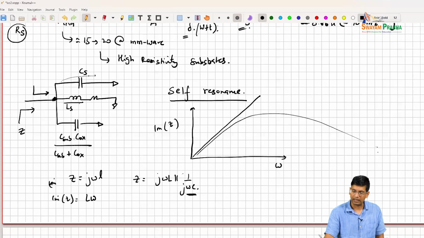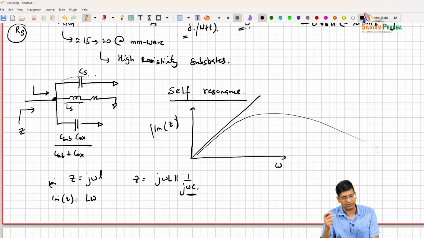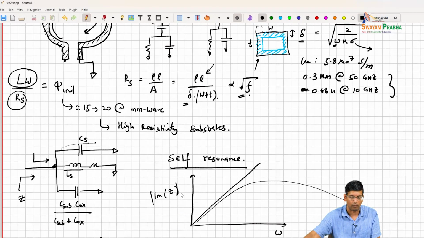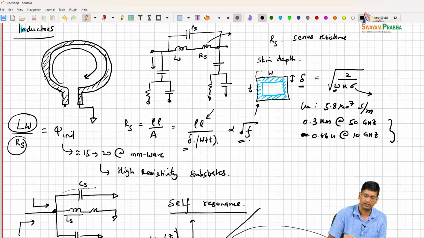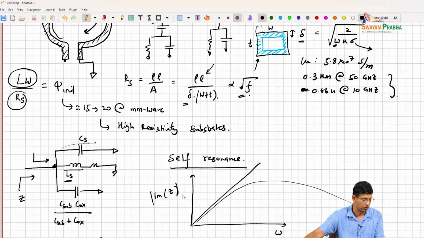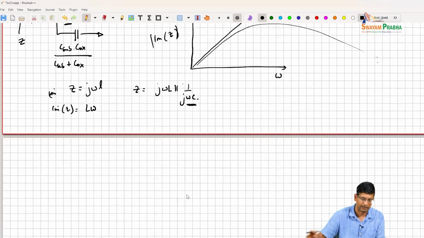So you end up with a situation where you have self-resonance in your device, so you can't operate it as an inductor beyond a certain frequency. Or more effectively, the inductance that you see is not Ls. You are seeing an effective inductance that is changing. So you have to account for that.